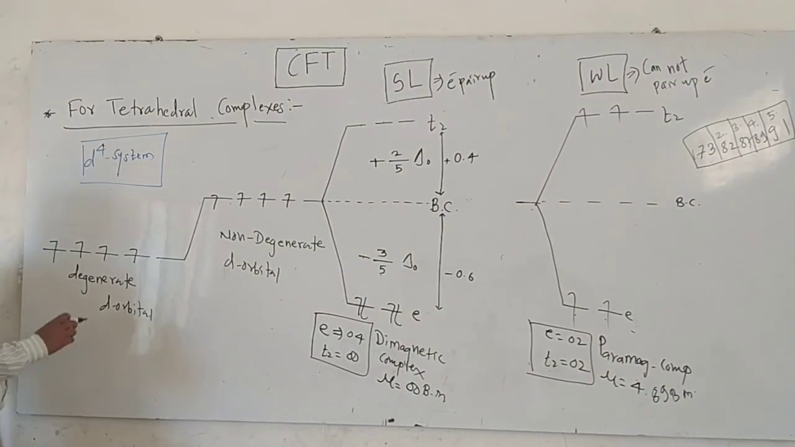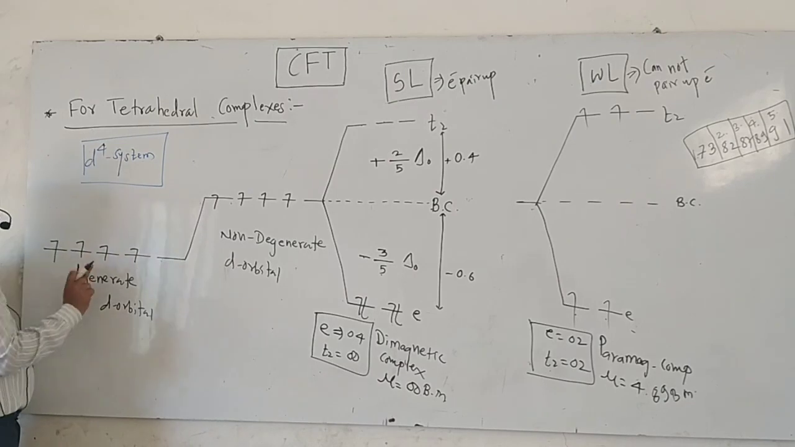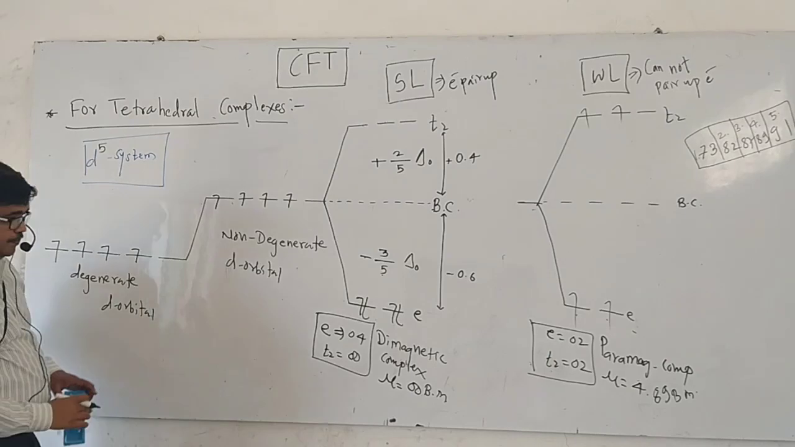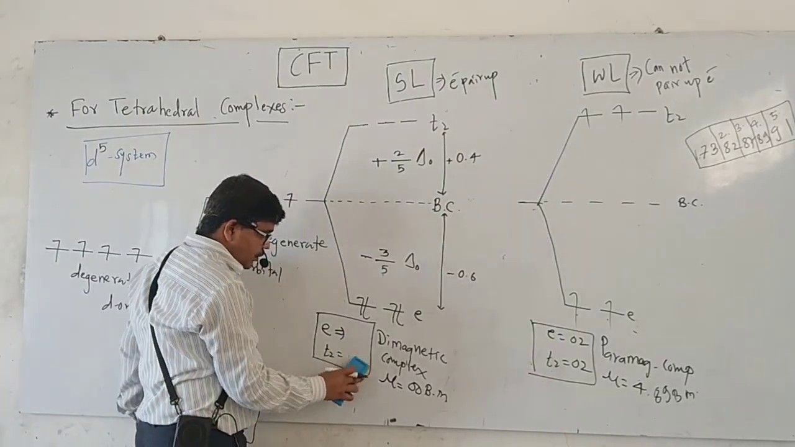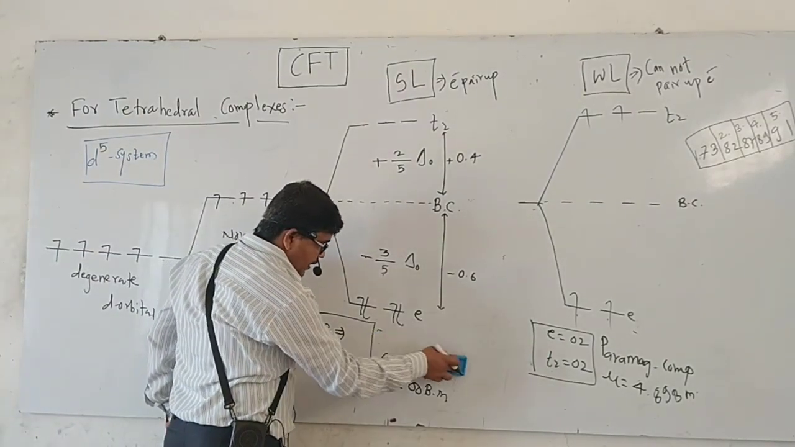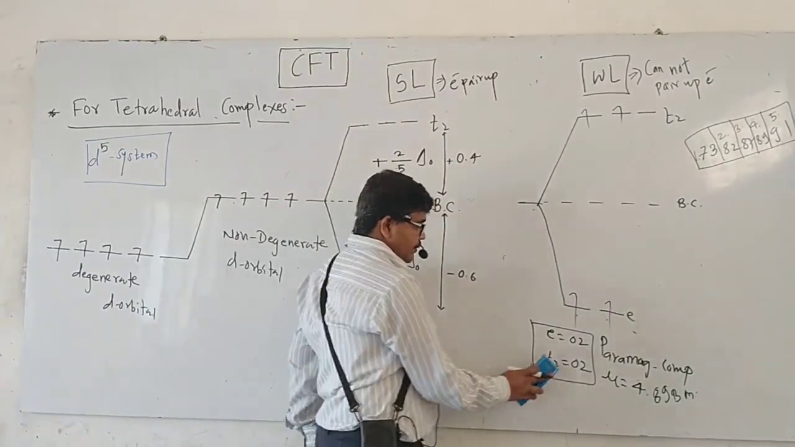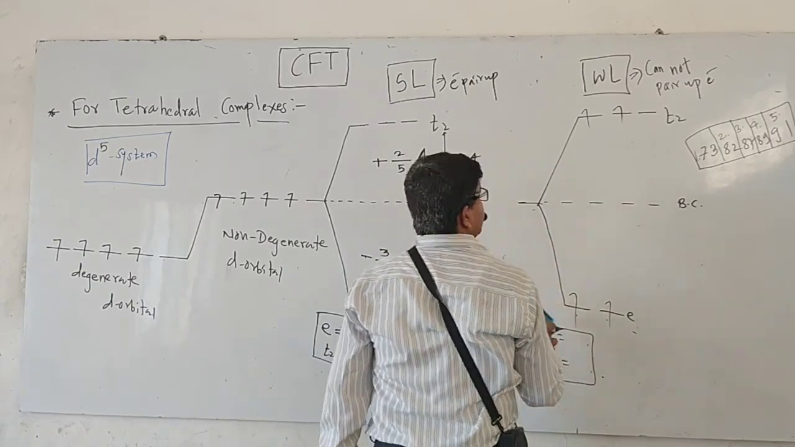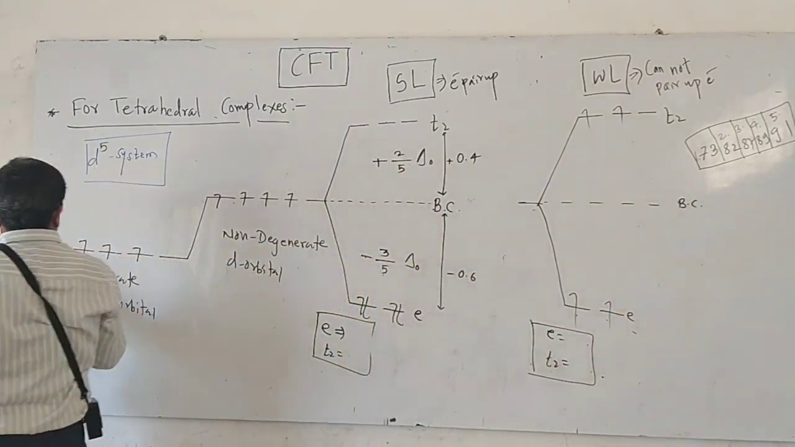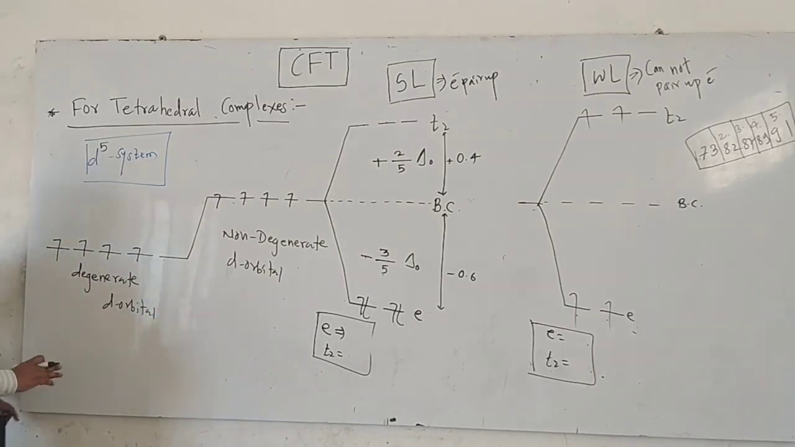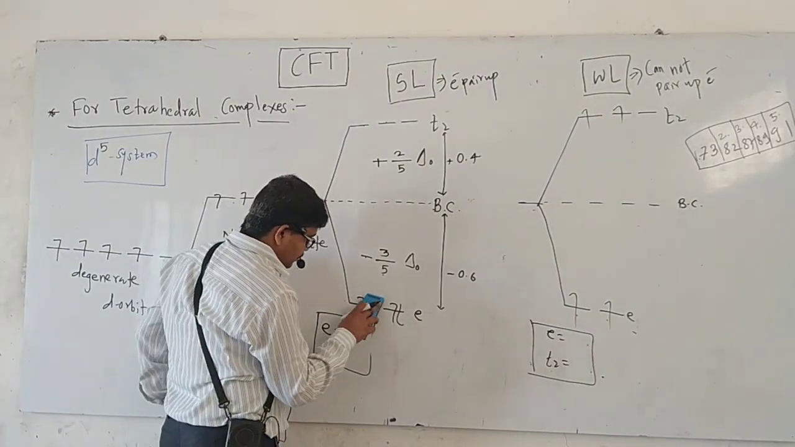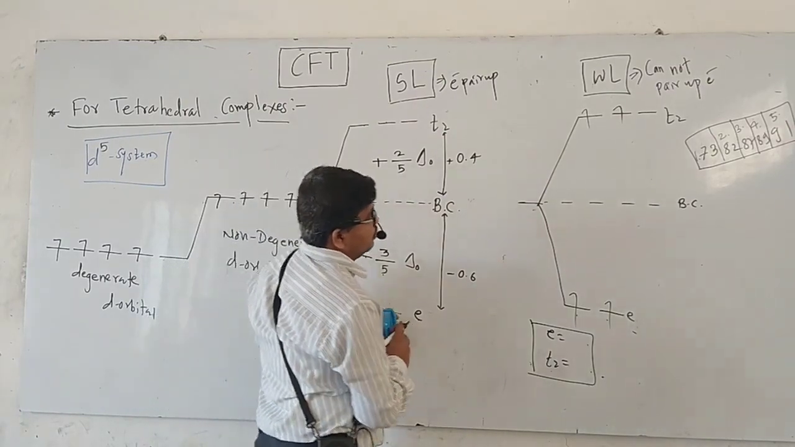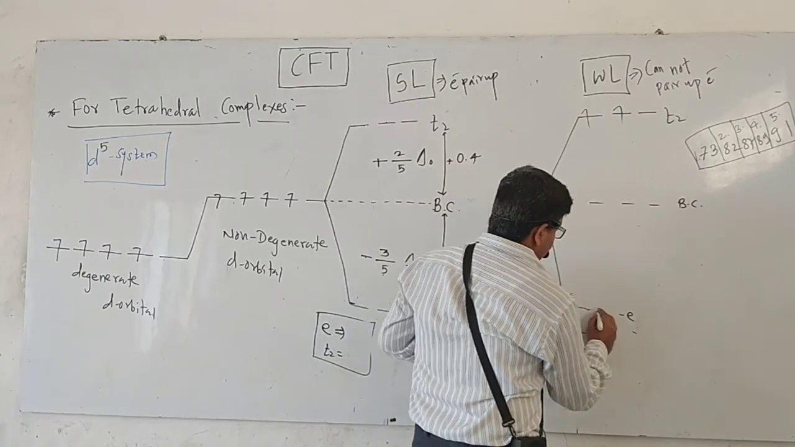Okay, this is about CFT for D4 system. Now let us write CFT for D5 system. What will be the electronic configuration? What will be the magnetic nature? And what will be its magnetic moment? I have already written the CFT for D4 system. This is the diagram for D4 system. Now we are going to write for D5 system.